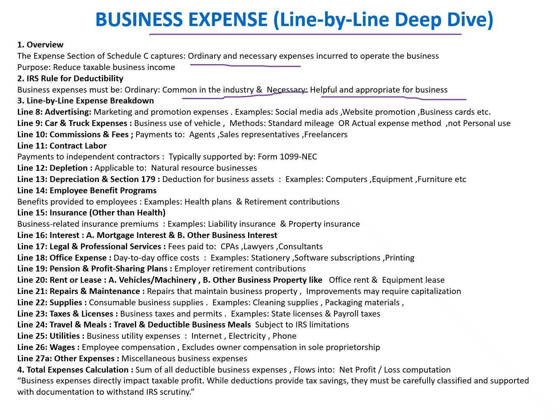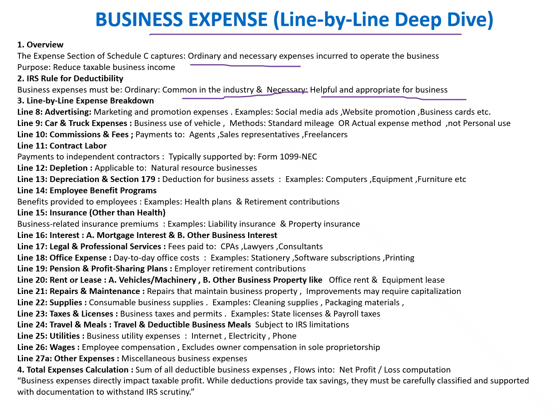So we have advertising, car and truck expenses, commissions and fees, contract labor, depreciation and section 179, employee benefit program expenses, insurance, interest, legal and professional expenses, office expenses, pension and profit-sharing plans, rent and lease, repairs and maintenance, supplies, taxes and licenses, travel and meals, utilities, wages, and other expenses. This is the comprehensive list of expenses that are allowed as a deduction from the gross income to arrive at the final net profit.